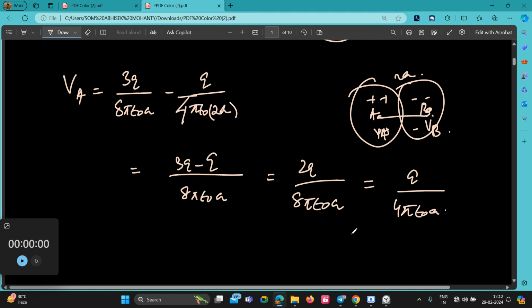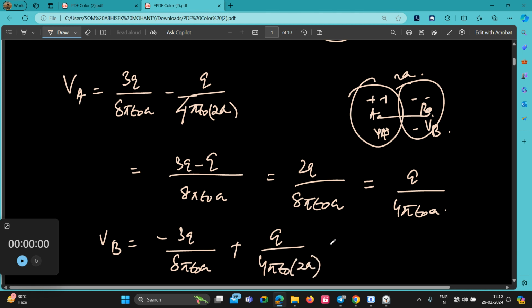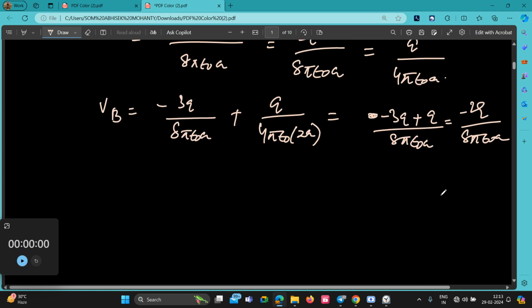Now, what is potential at B? Because of A, that will be minus 3Q by 8 pi epsilon naught A, plus Q by 4 pi epsilon naught into 2A. If you take the LCM 8 pi epsilon naught A, that will be minus 3Q plus Q, minus 2Q by 8 pi epsilon naught A, that will be minus Q by 4 pi epsilon naught A.